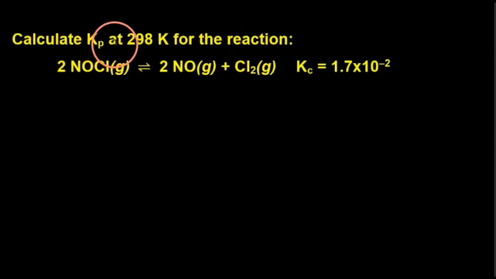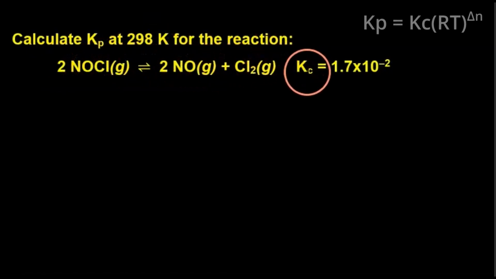It's: calculate Kp, the equilibrium constant using pressures, I should say, at 298 Kelvin for the reaction. And here's our equilibrium reaction, and we're given the equilibrium constant for concentrations. Now we're going to use this equation, it's the shortcut, but I'm going to show you where it comes from.